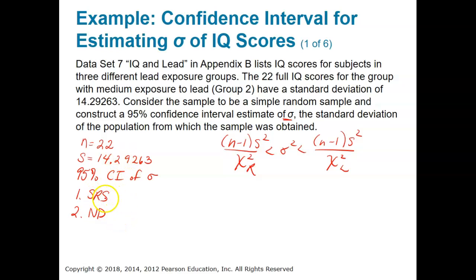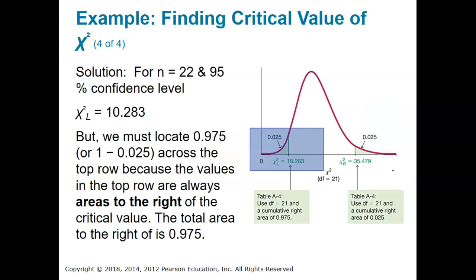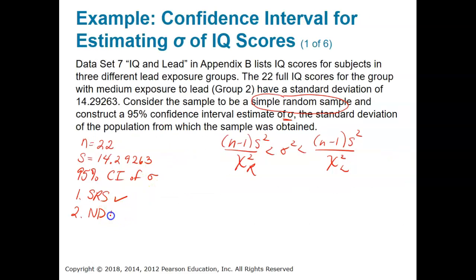So simple random sample, we're actually told that here. So we're good with that. We're not told that it's normally distributed. So what we can do is, if we happen to have the data set, which in this case we don't, but if we were to have the data set, then we could look at the histogram, we could look at our normal quantile plots and make a decision from that. So this does appear to be approximately normally distributed. So we're going to go ahead and assume that it's normally distributed.